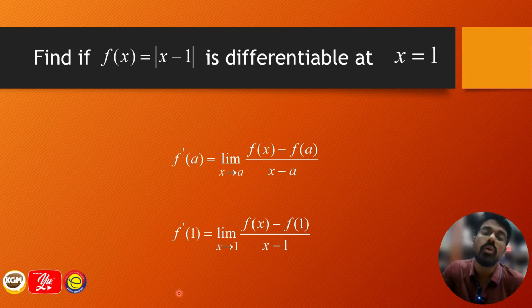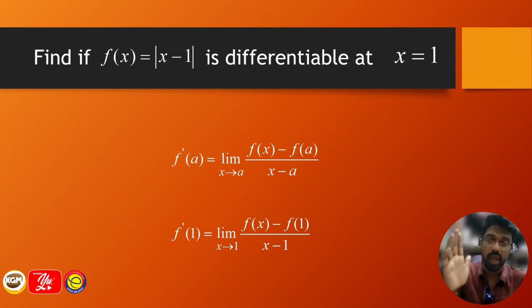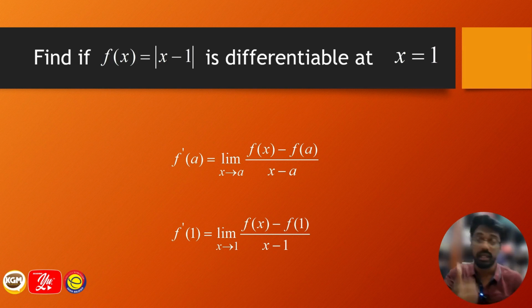Now if they ask, is it differentiable at x equal to a, it simply means, does this exist? The next question is, the existence of this depends on the existence of this limit. As we discussed just now, existence of a limit simply means, are the limit from the right and the limit from the left the same? So we need to analyze that.